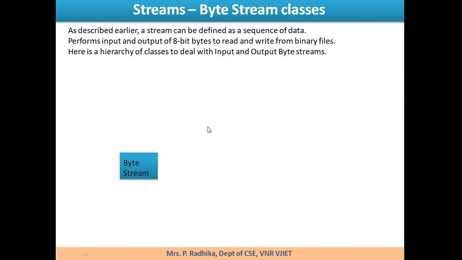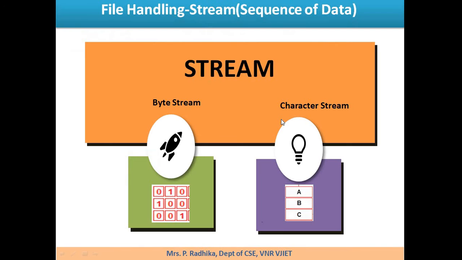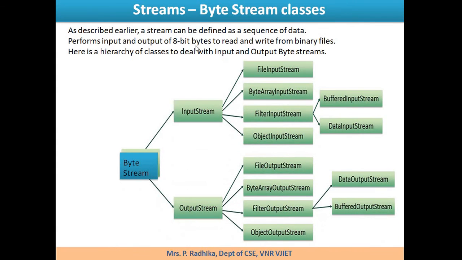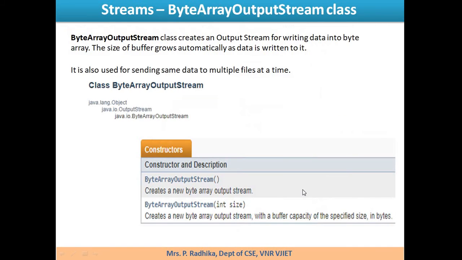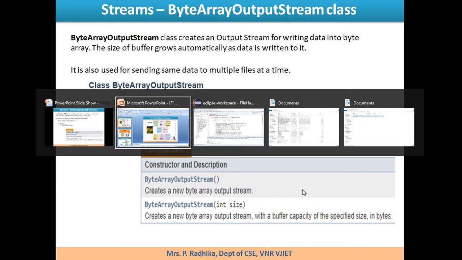And earlier we have discussed these byte stream classes also. These are the classes, and today we are discussing the byte stream classes, that is, byte array input stream as well as byte array output stream. So first of all, what is the byte array output stream class?